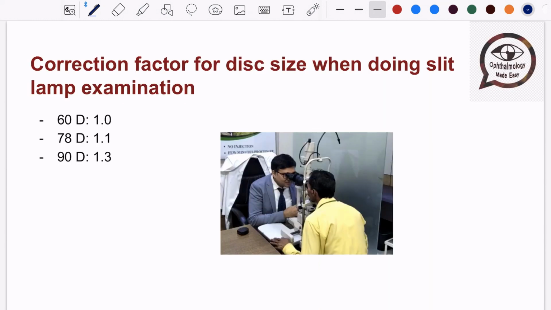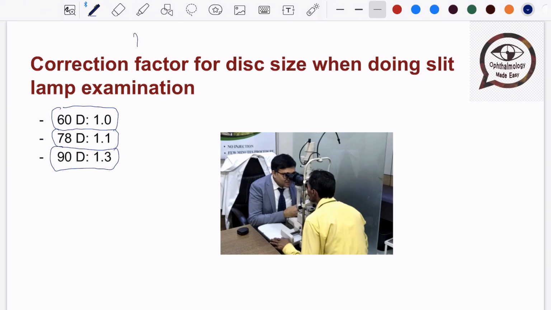A question that was asked a few years back was, what is the correction factor for the disc size when we do a slit lamp examination and see the fundus? So remember, whenever we are using a 60 diopter lens, we use a correction factor of 1. Whenever we are using a 78 diopter, we are using a correction factor of 1.1. And whenever we are using a 90 diopter, we are using a correction factor of 1.3.